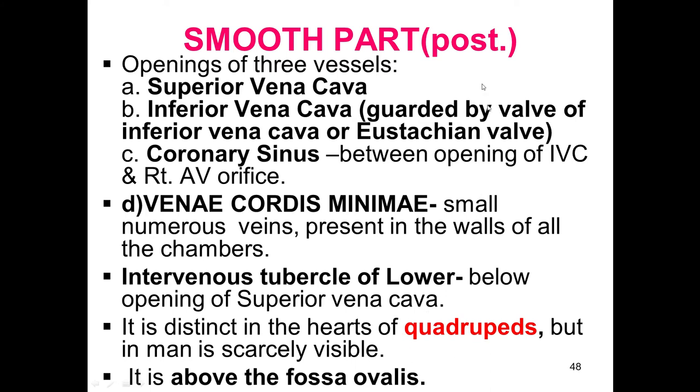So the main openings in the smooth part are the superior vena cava, inferior vena cava, and the coronary sinus. The venae cordis minimae are present in all the walls. These are small veins.